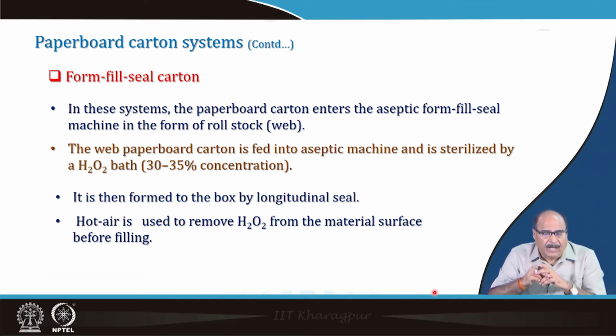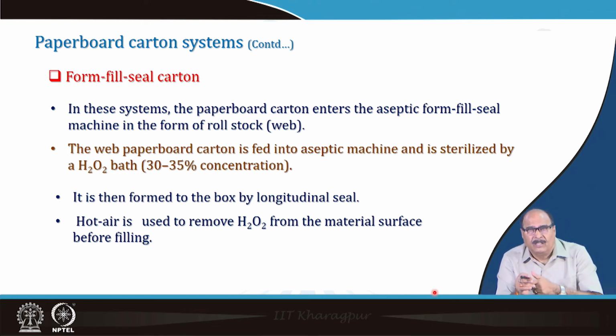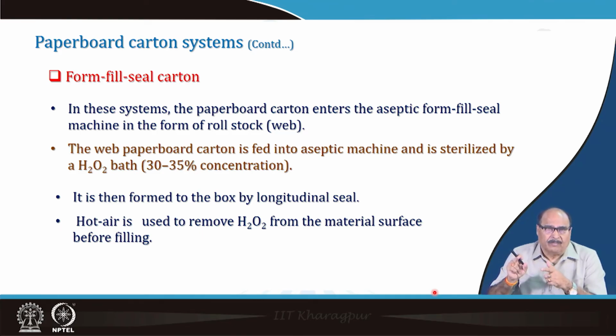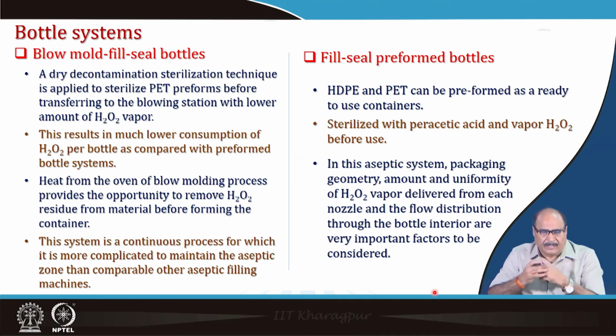Okay. Then form fill seal cartons. In this system, the paperboard carton enters the aseptic form fill seal machine in the form of roll stock web, and the web paperboard carton is fed into the aseptic machine and is sterilized by an H2O2 bath, that is 30 to 35% concentration hydrogen peroxide. It is then formed into the box by the longitudinal seal. Hot air is used to remove H2O2 from the material surface before filling. So that is FFS making cartons.